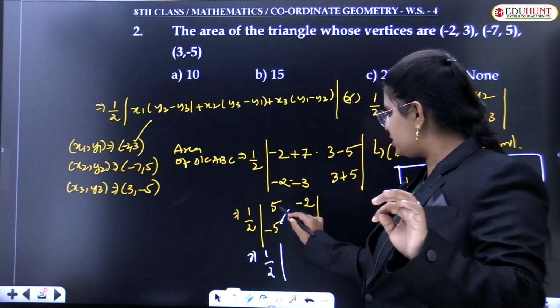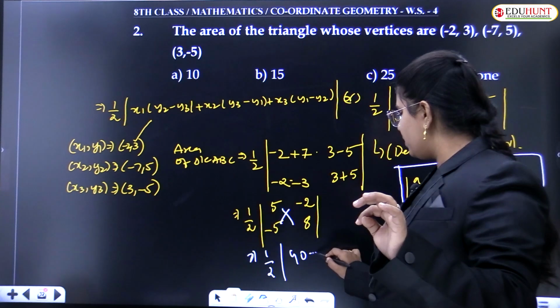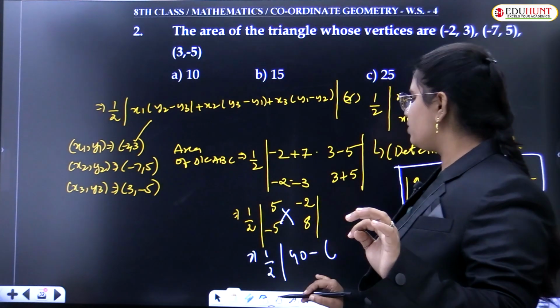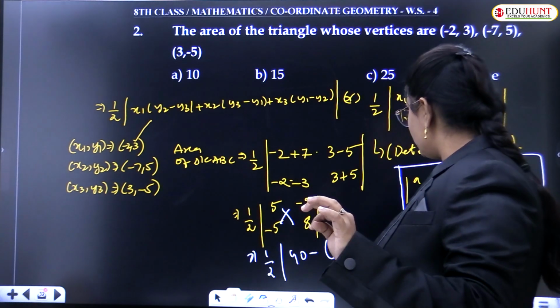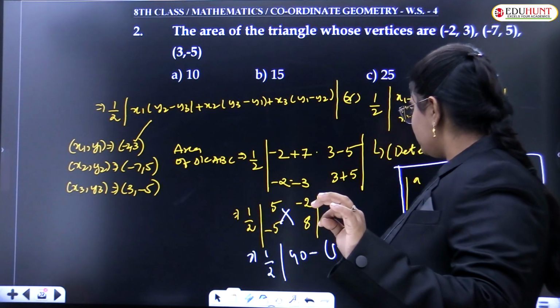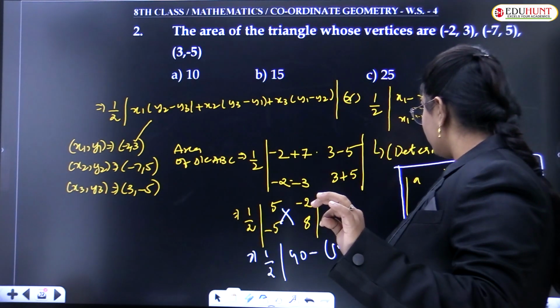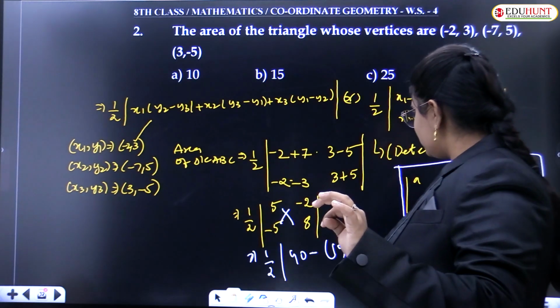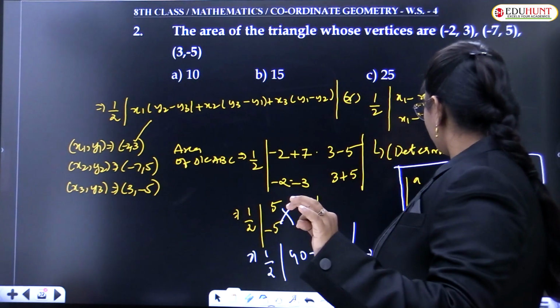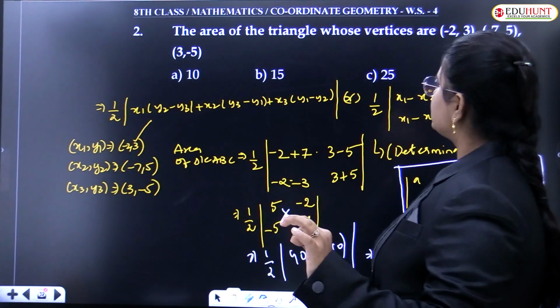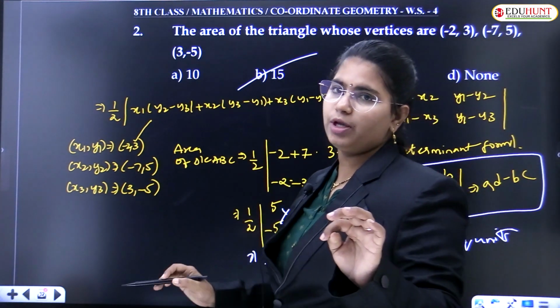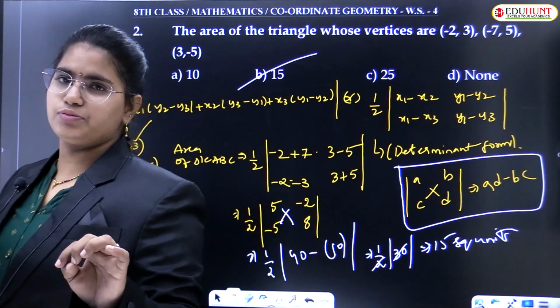Half, what is this? 5 8s are 40 minus 5 into minus 2, how much? 10, it's positive 10. So what is the answer I am going to get? Half, 40 minus 10 is 30. Just cancel it off. You will be left over with 15 square units. Mention units. So what is the answer? Which is option B.